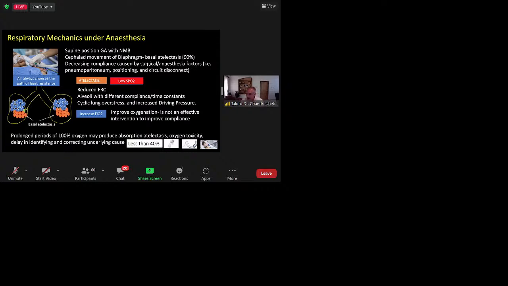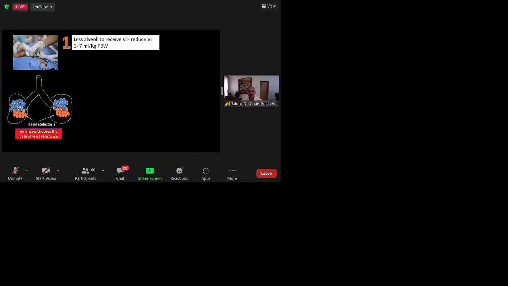FiO2, whenever you increase in acute crisis situation, is fine. Otherwise, always play around with PEEP and recruitment maneuvers. And because of the reduced FRC, there is a reduced number of alveoli to handle your FiO2, so your tidal volume, your small VT has to be done. Those are the two take-home messages from this slide. So the first thing is reduce, and the second thing is you should see the lung, you should not set the tidal volume according to weight. It should always be the predicted weight.